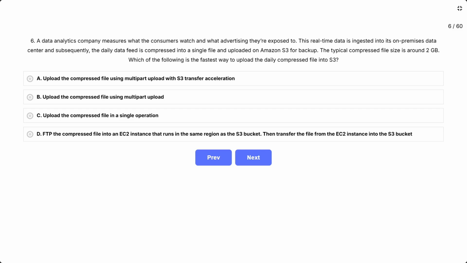The options are: A. Upload the compressed file using multi-part upload with S3 transfer acceleration. B. Upload the compressed file using multi-part upload. C. Upload the compressed file in a single operation. D. FTP the compressed file into an EC2 instance that runs in the same region as the S3 bucket. Then transfer the file from the EC2 instance into the S3 bucket.